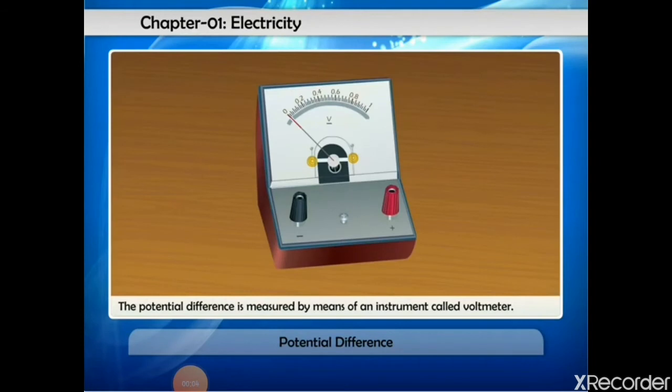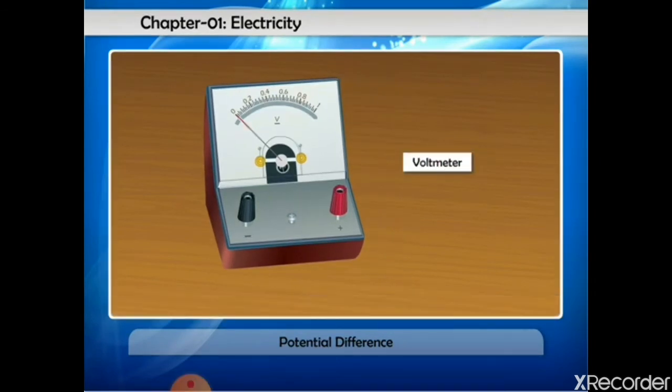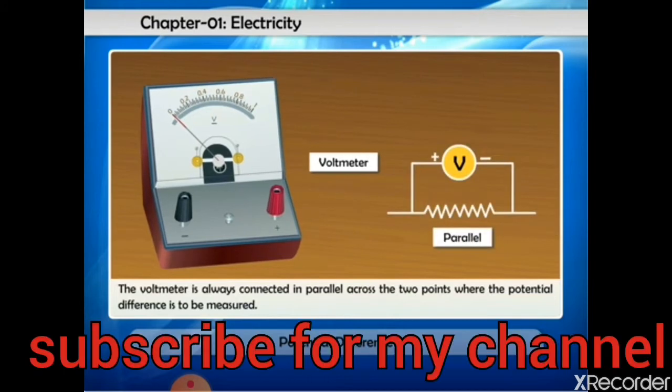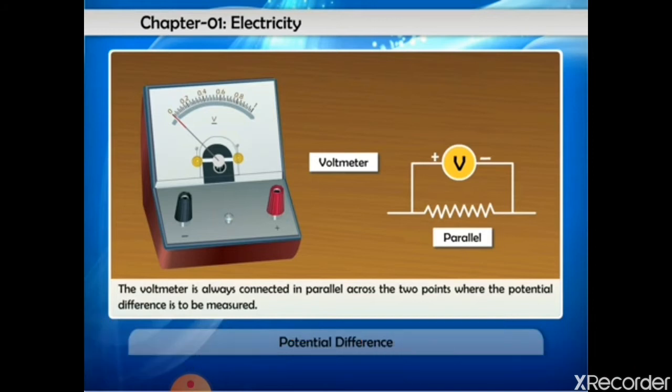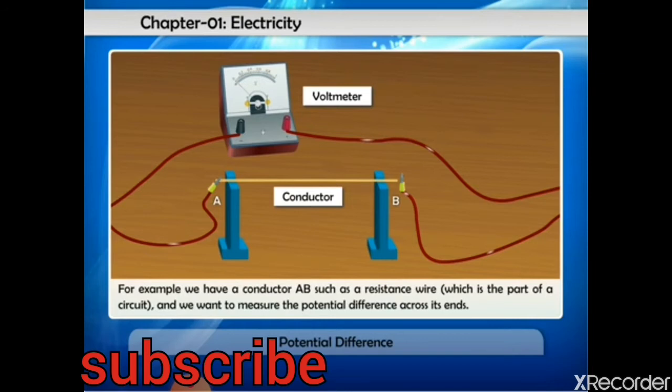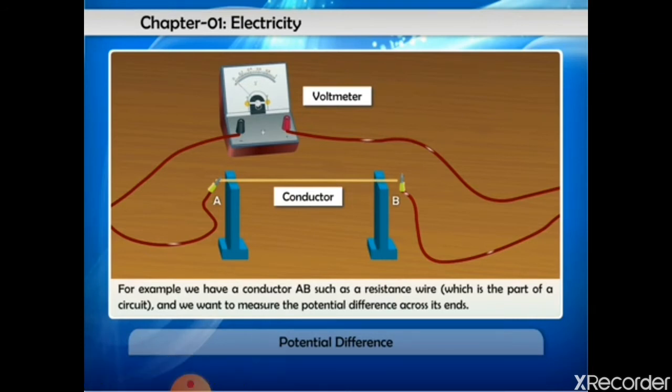Potential difference is measured by means of an instrument called voltmeter. The voltmeter is always connected in parallel across the 2 points where the potential difference is to be measured. For example, we have a conductor AB such as a resistance wire which is part of a circuit, and we want to measure the potential difference across its ends.